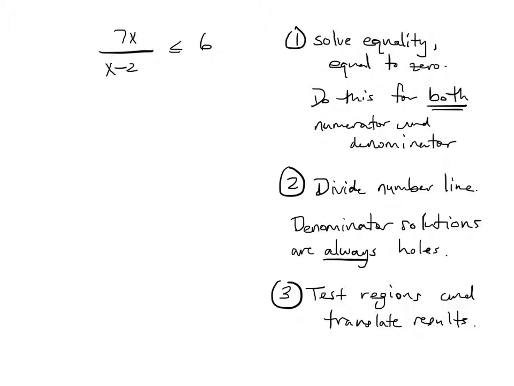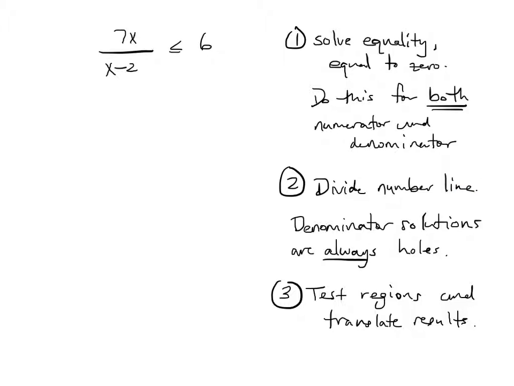Okay. In this type of inequality, the strategy is the same. The first thing we do is get everything on one side, so that it's equal to 0, and then we solve the resulting equality. In other words, we're going to set the numerator equal to 0 and the denominator equal to 0. That tells us how to divide the number line.